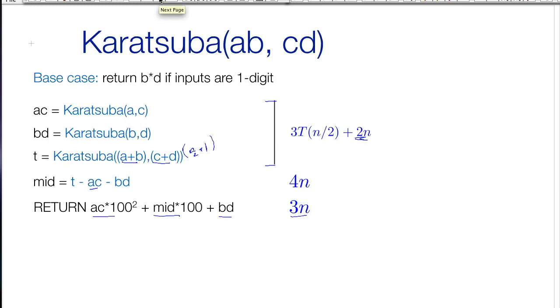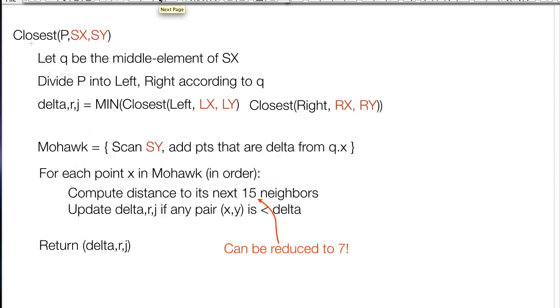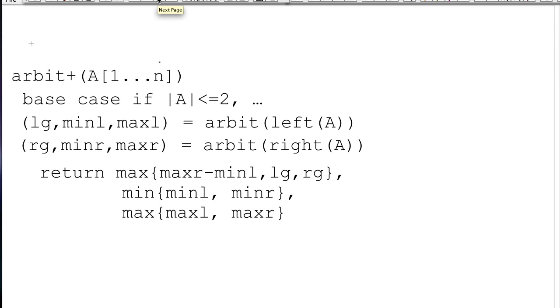What Karatsuba did. It's a 4 or 5 line description of the algorithm. What the closest pair algorithm did. That was a little bit more complicated, but again, it fits into roughly 8 lines like this. You can read this and sort of understand what every step is, and more importantly, you can easily see what the running time is. Each of those lines is very easy to characterize what the running time would be. This is the arbitrage, again, 5 lines.